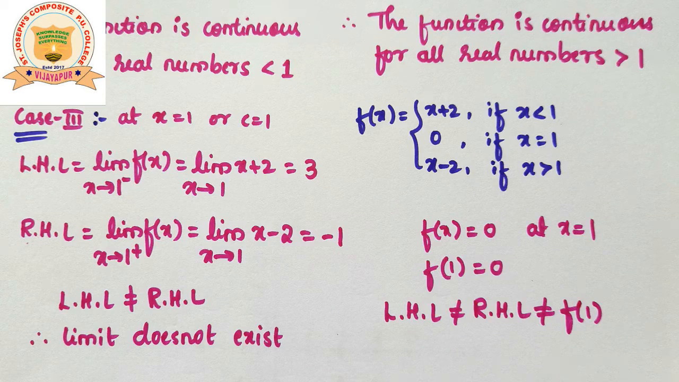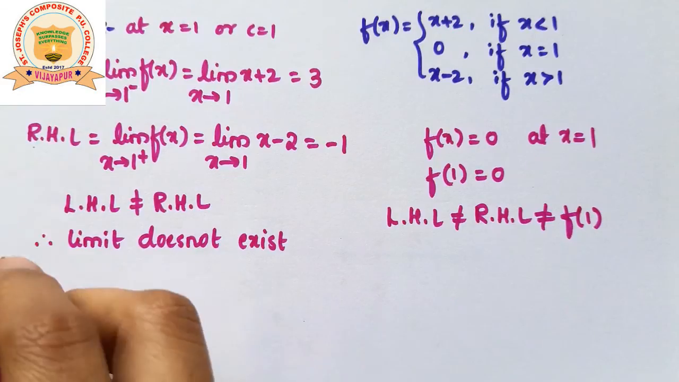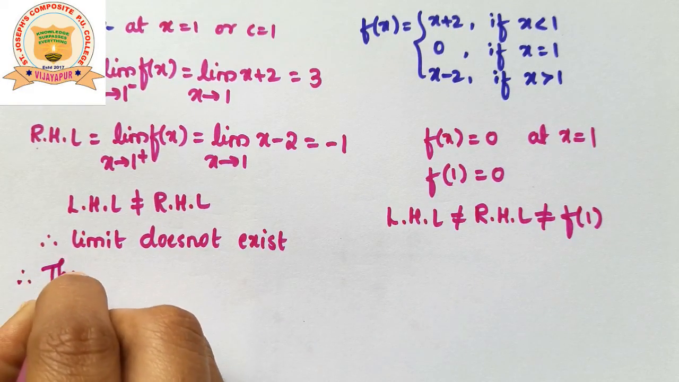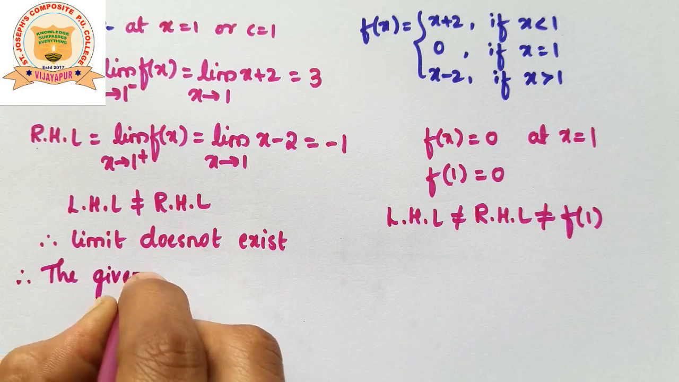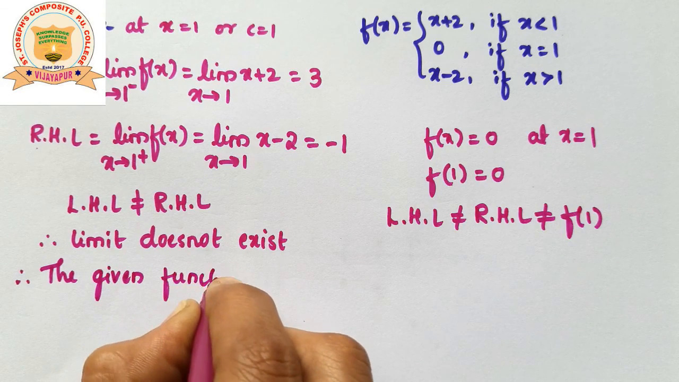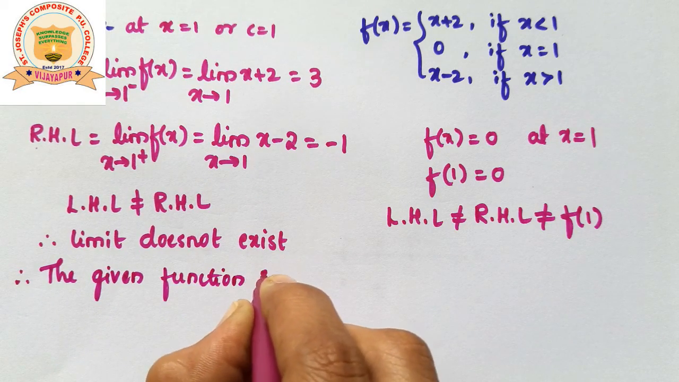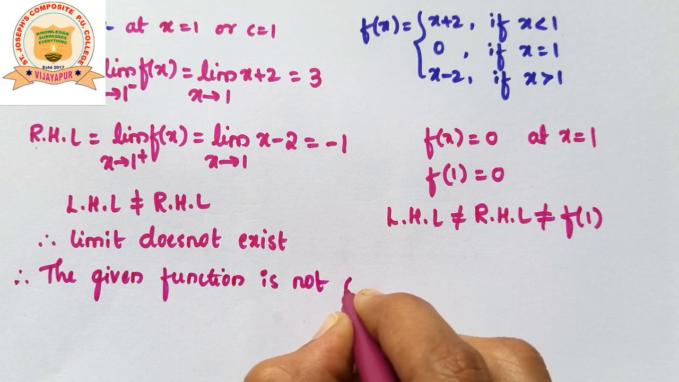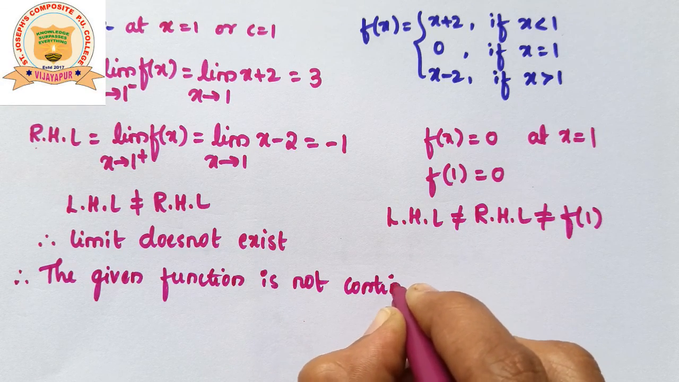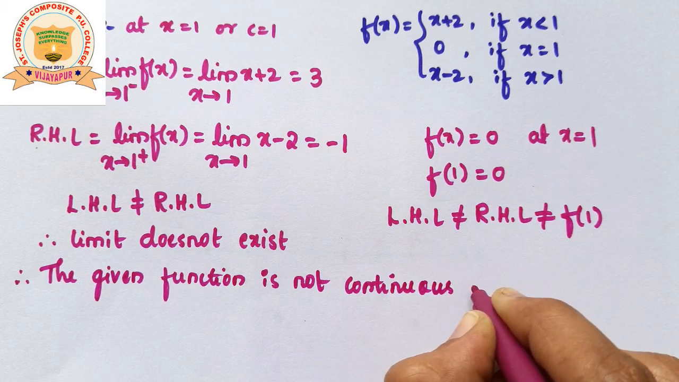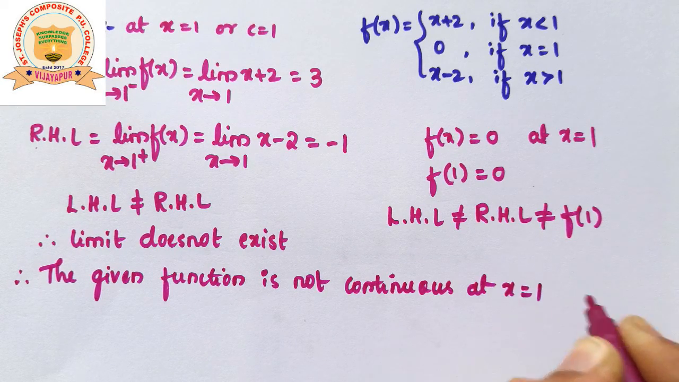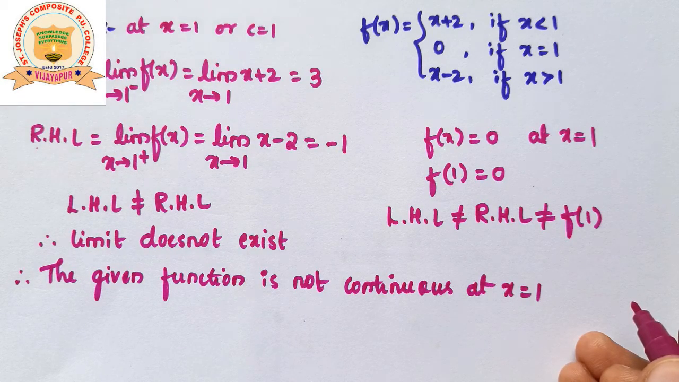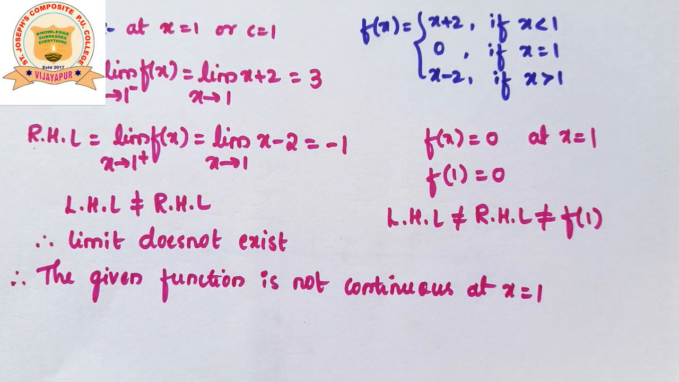So we conclude that the given function is not continuous at x is equal to 1. For all real numbers less than 1, the function is continuous. For all real numbers greater than 1, the function is continuous. But at x is equal to 1, the function is not continuous.